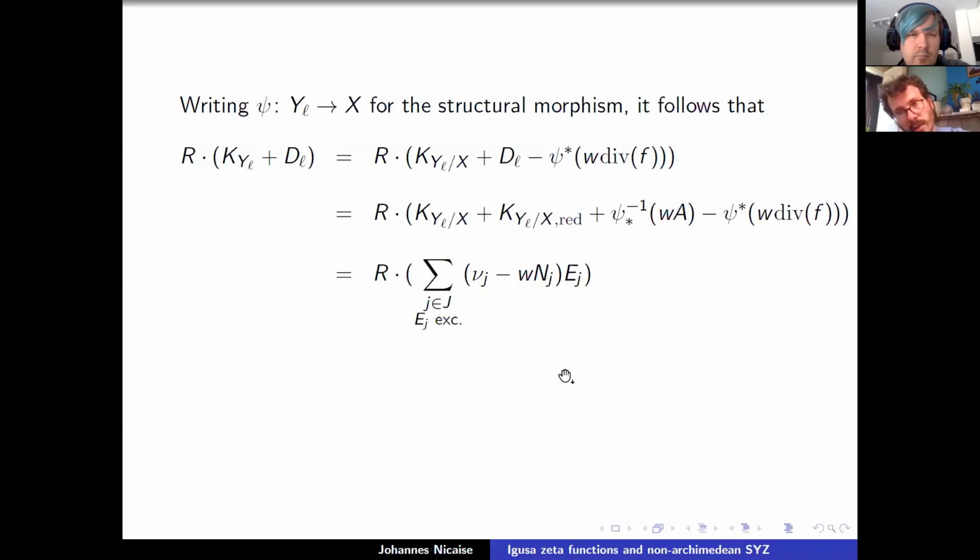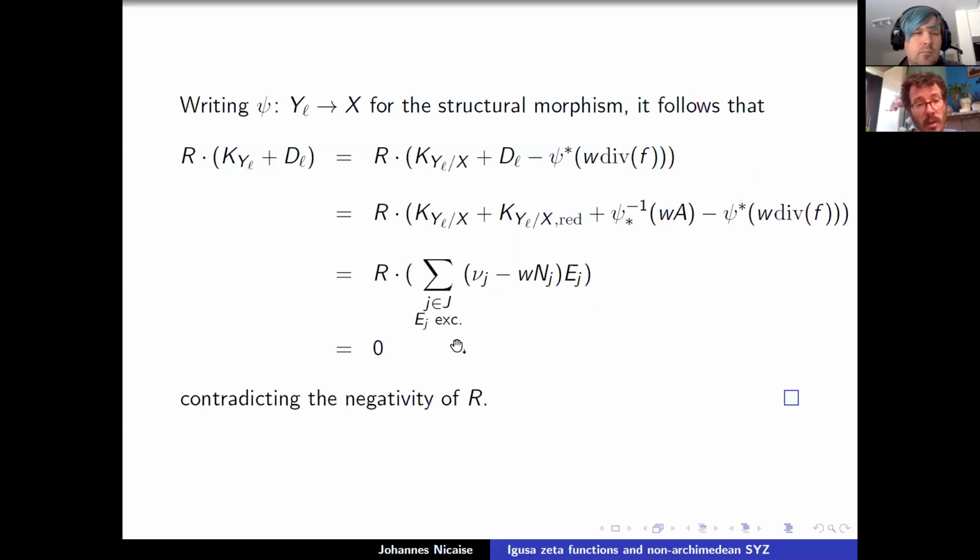So in the end, the right-hand side is equal to the sum over all the exceptional EJ of (nu j minus W times Nj) times EJ. But by definition, W is equal to nu j over Nj for all these components EJ. And so we find 0. And this contradicts, well, the choice of R. R was supposed to be a negative ray, so it should have negative intersection product with this divisor. But we compute that the intersection product is equal to 0. So this is a contradiction, meaning that indeed every step of the MMP is an open embedding locally around.